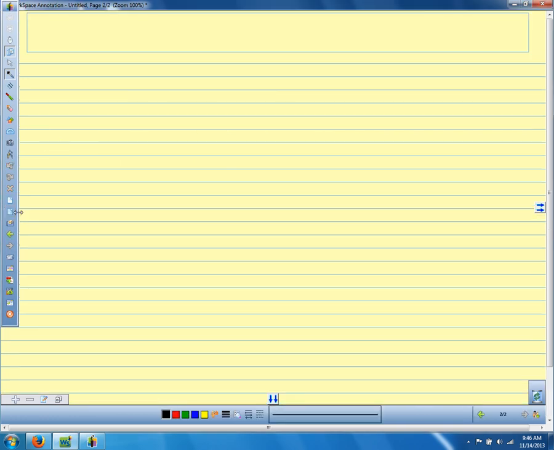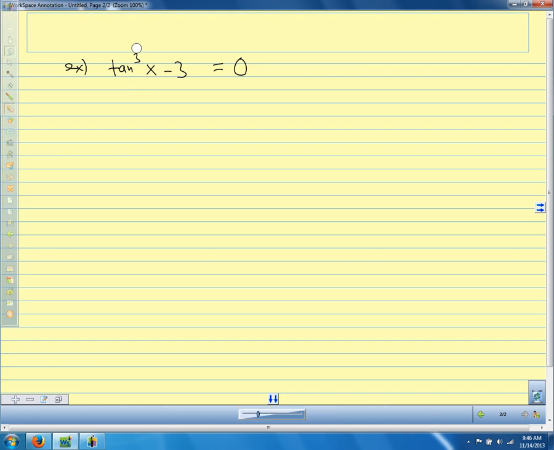We want to find where tangent squared x minus 3 equals 0. We want to solve that equation. Do I want tangent cubed? No, I want tangent squared. Sorry. Tangent squared x minus 3 equals 0. Get my trig function by itself. Tangent squared x equals 3.